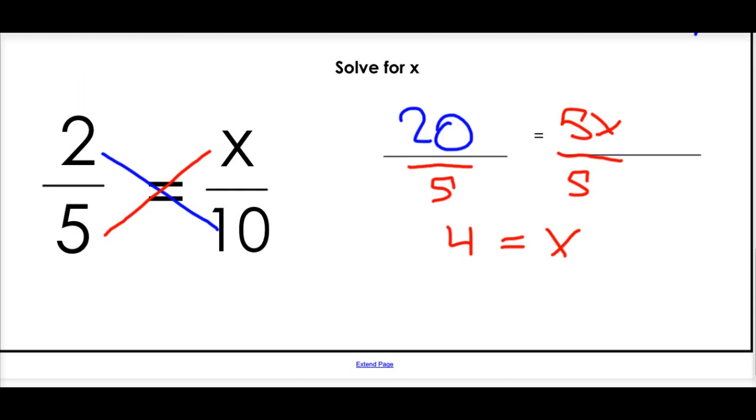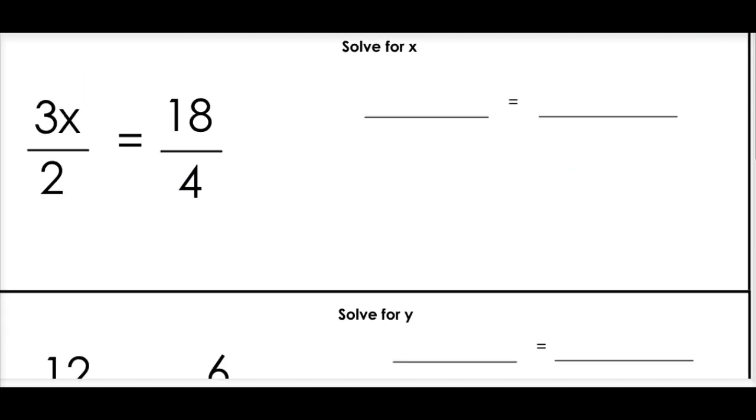But you know it's math, so it can always get a little trickier, but we'll be fine. Let's look at this proportion. It says solve for x. We have 3x over 2 equals 18 over 4. Same thing, we're going to cross multiply, right? So we go here with 3x times 4, and we go here with 18 times 2. And so here, what's 3x times 4? Well, that's 12x.